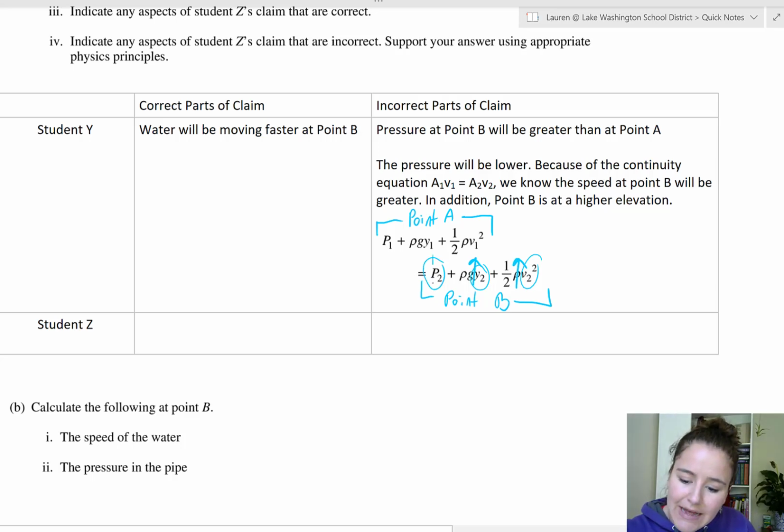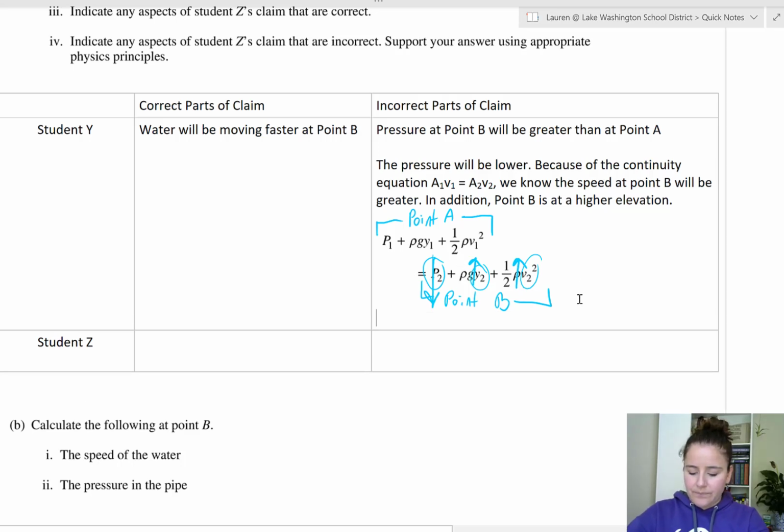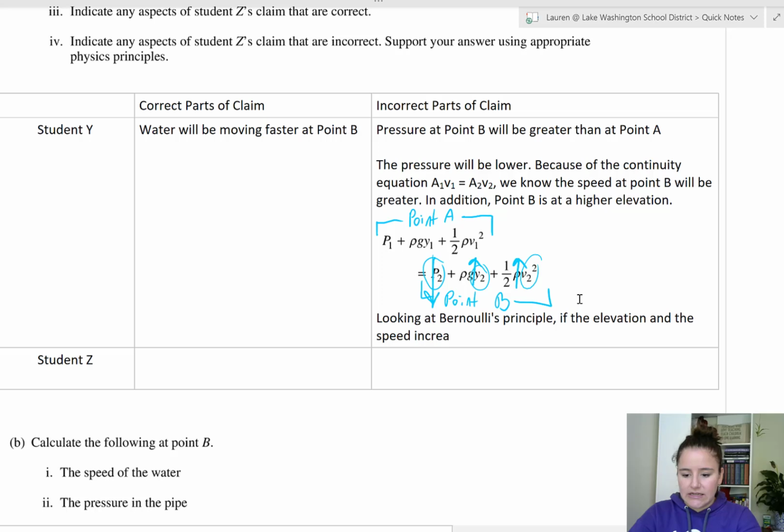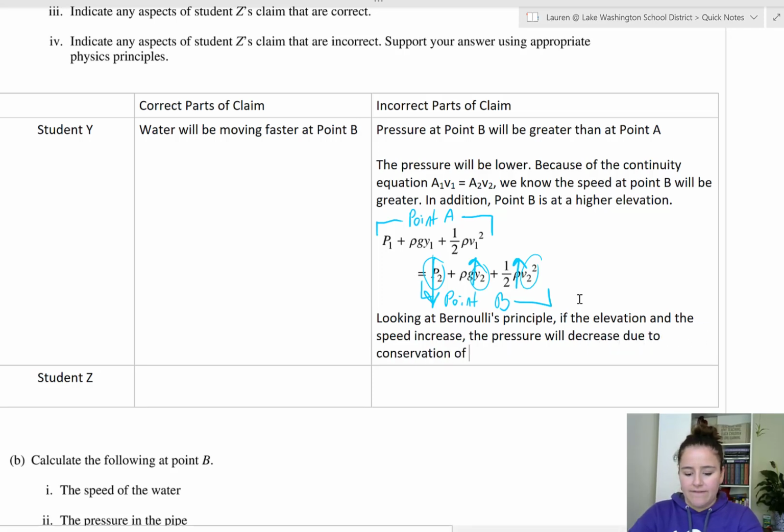So that means this term must be drastically lower. Okay, so let's go ahead and explain that thoroughly. Looking at Bernoulli's principle, if the elevation and the speed increase, the pressure will decrease due to conservation of energy. Okay, Bernoulli's principle is basically a statement of the conservation of energy in a fluid. This one is like the potential energy term, this is the kinetic energy like term, and then this is the pressure energy. Okay, cool? Okay, cool.